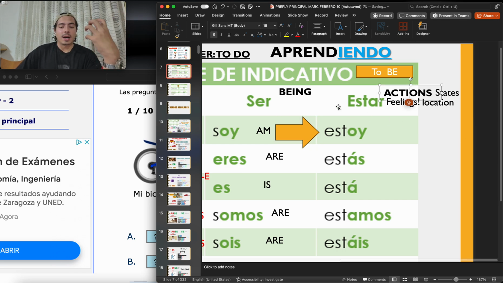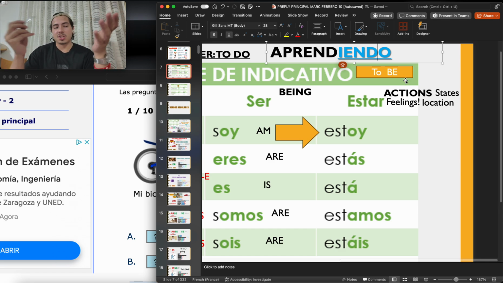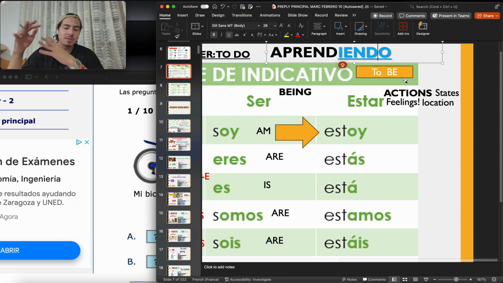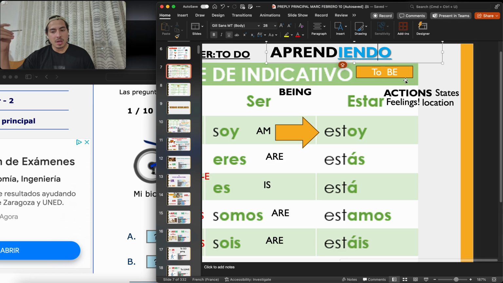Actions, remember, they always end with yendo or ando, which in English translates as ing, right? So every single time you see a verb that ends in ando or yendo, that's a continuous present verb. So let's say something really basic. You guys might know, which is hablando, right? We know hablando is speaking or talking. So yo estoy hablando. So then I am speaking. I am talking because it's an action.